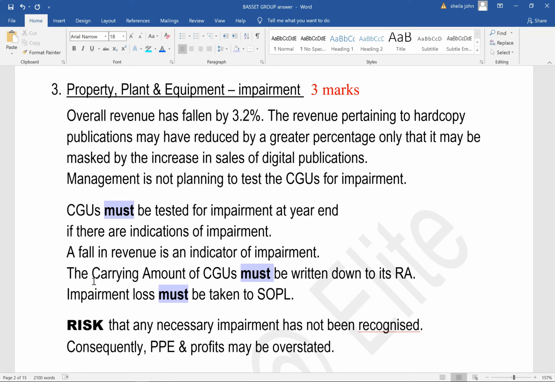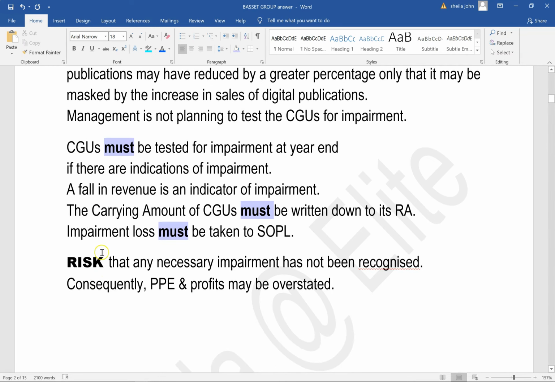Then what is the rule? How do you go about calculating it? Then the carrying amount must be written down to its recoverable amount, and the impairment loss must be taken to the SOPL. The risk here is that the necessary impairment has not been recognized. Remember, the finance director actually said that they're not going to recognize it. Consequently, PPE and profits may be overstated.